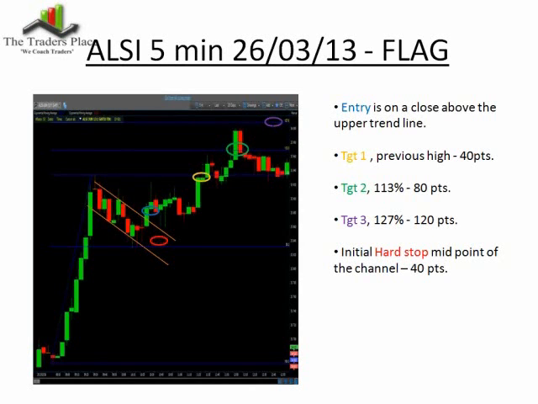The initial hard stop is the midpoint of the channel. And you can see I put a little circle there. It was 40 points in this example. Sometimes you can use a close below the 38.2 area as a stop, but it does depend on your risk-reward ratio. If I'm only going to make 40 points to target 1, then I don't really want to risk more than 40 points on a hard stop.